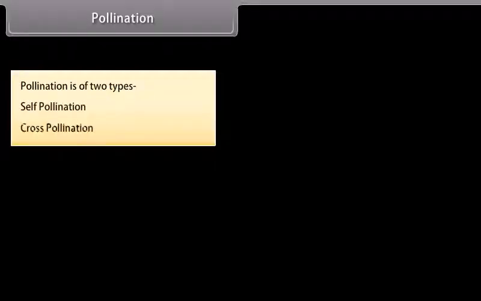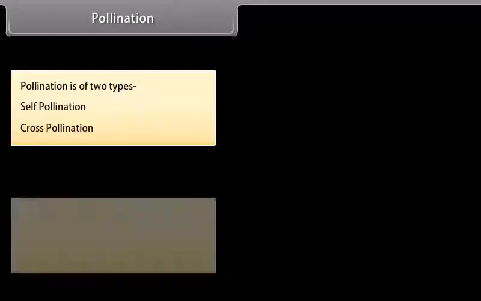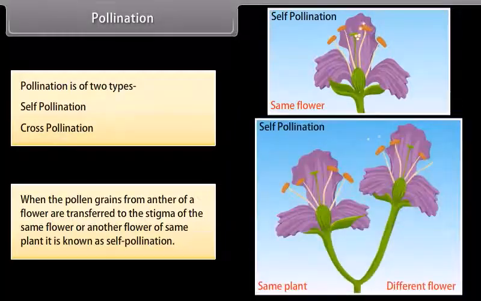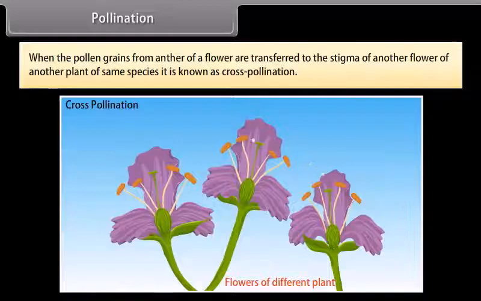Self-pollination and cross-pollination. When the pollen grains from the anther of a flower are transferred to the stigma of the same flower or another flower of the same plant, it is known as self-pollination. When the pollen grains from the anther of a flower are transferred to the stigma of another flower of another plant of the same species, then it is known as cross-pollination.